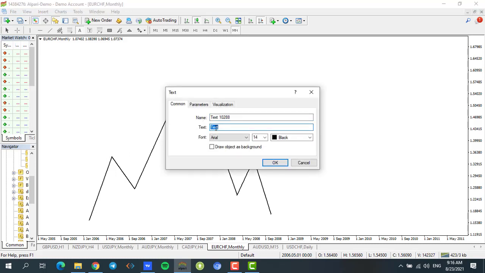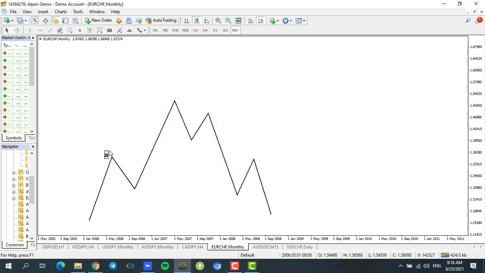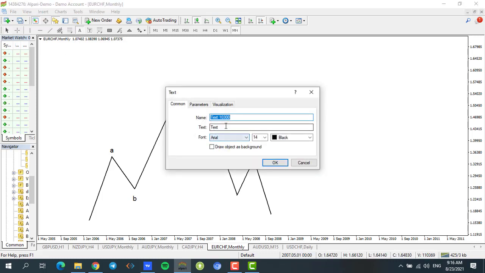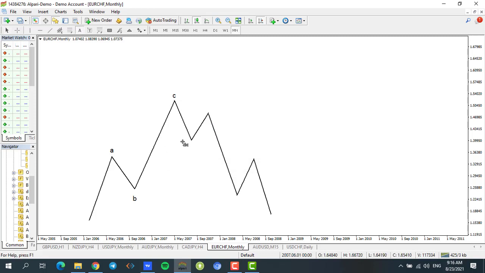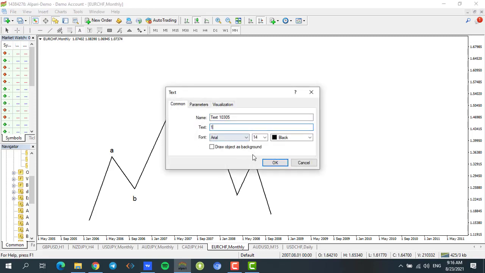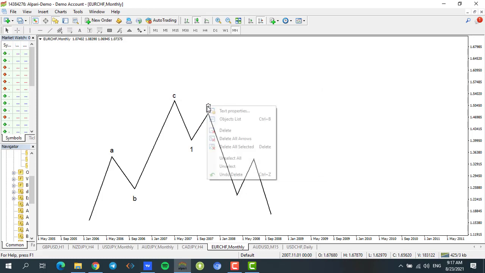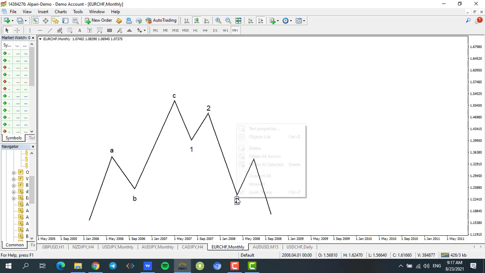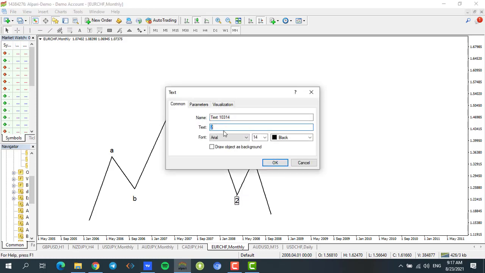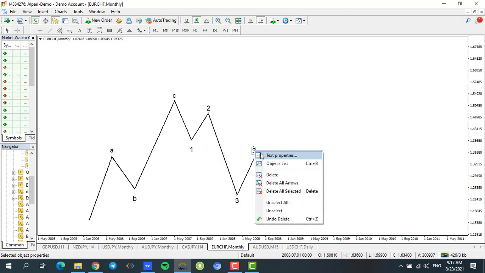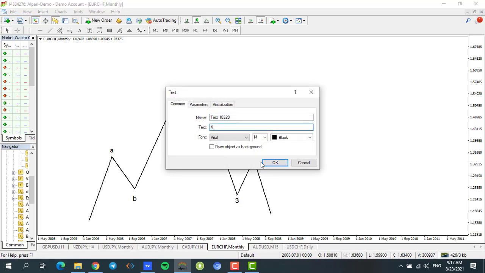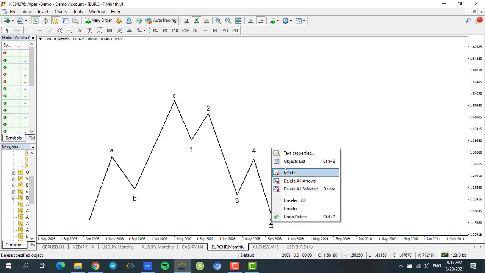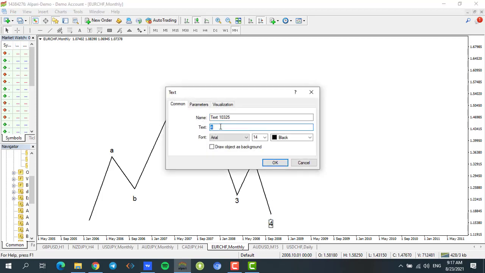We call this A, we call this B, we call this C, then we have 1, 2, 3, 4, 5.